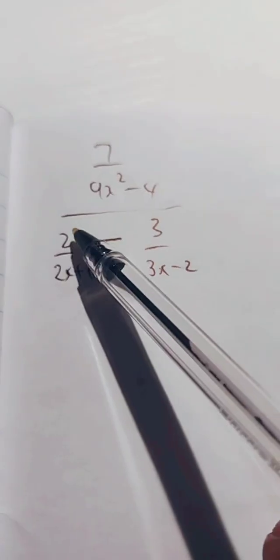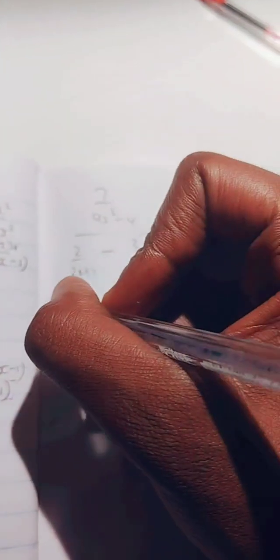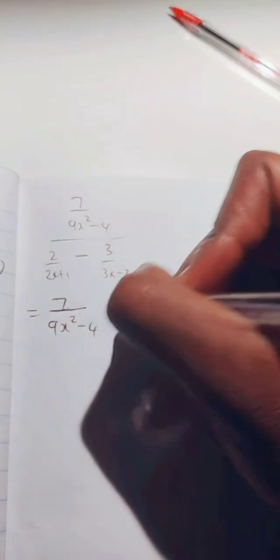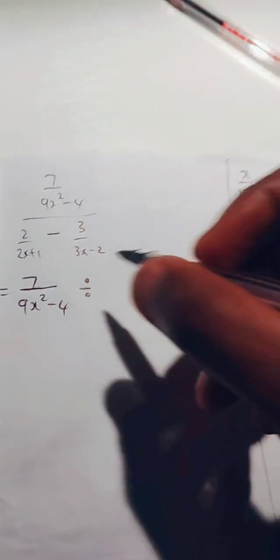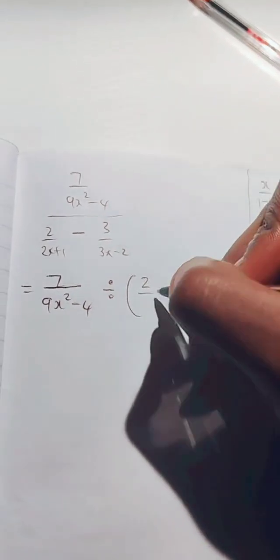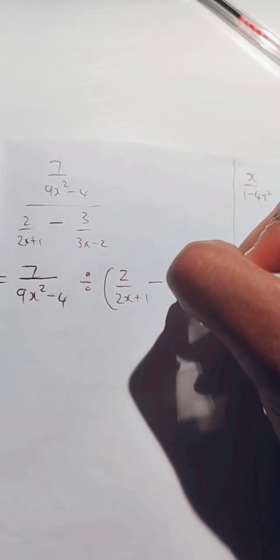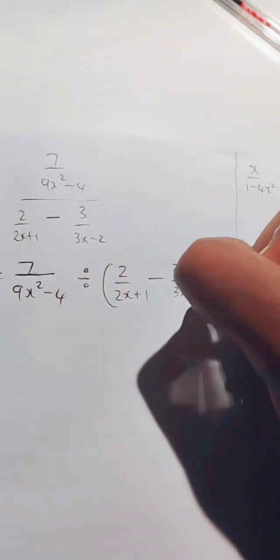So let's really look at this one. This is 7 over 9x squared minus 4. The line means divide. Then we have 2 over 2x minus 3 over 3x minus 2. So I want us to first rewrite this. This can be rewritten as 7 over 9x squared minus 4 divided by, we use brackets and we say, 2 over 2x plus 1 minus 3 over 3x minus 2.